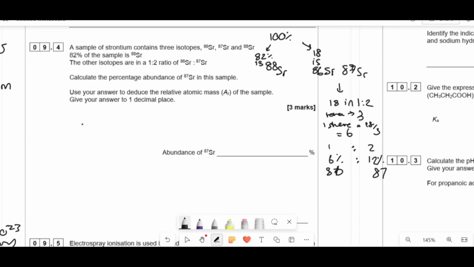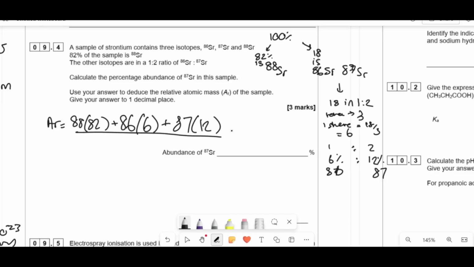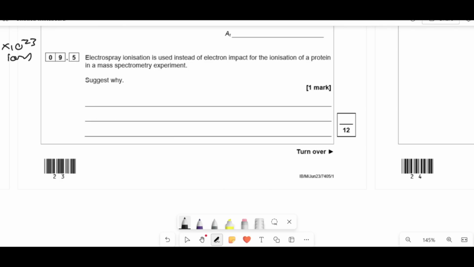Then to work out the relative atomic mass, the Ar is going to equal the mass of each one times their percentage abundance. So 88 times 82, plus 86 times 6, plus 87 times 12, and then divide by the total of all their abundances, which is 100%. It doesn't always have to be 100, it's just the total of whatever it is. If you do that, you get 87.8. Done.